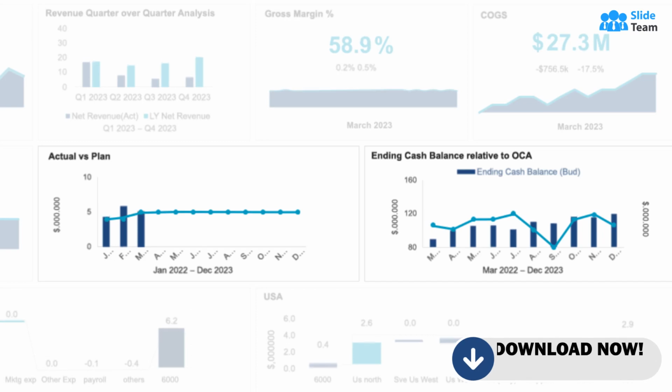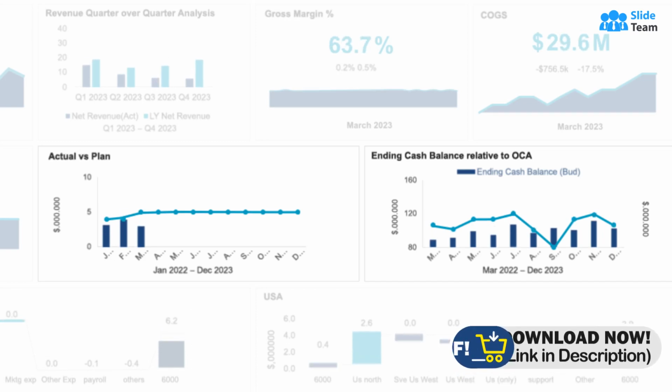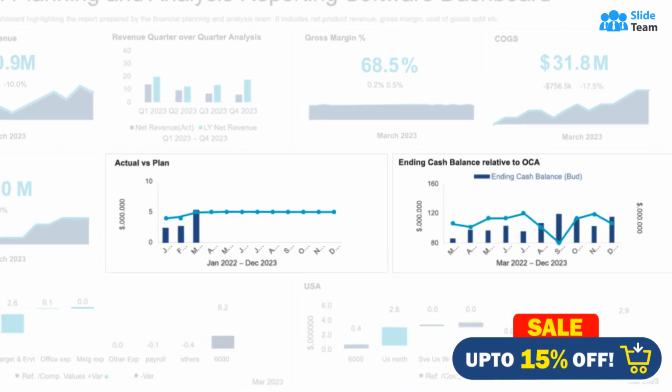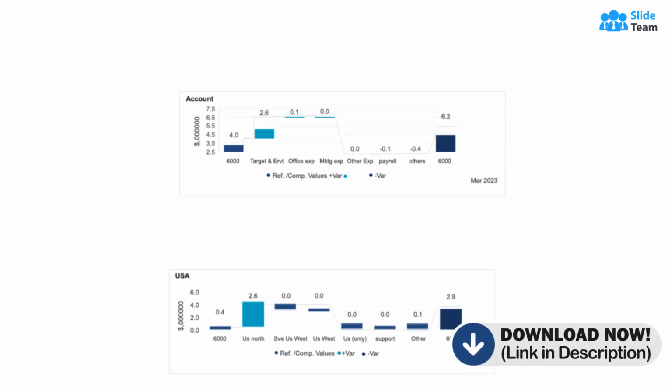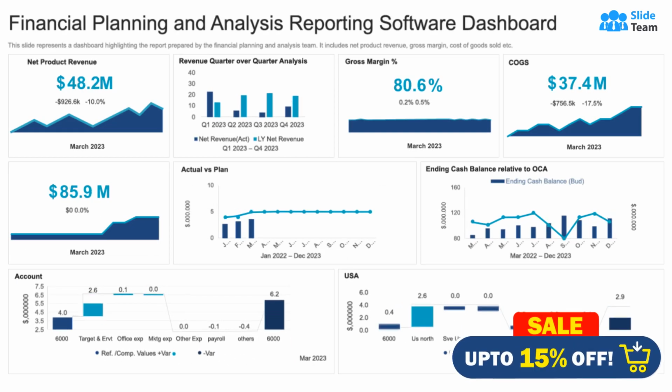With our ready-made PowerPoint slide, you can showcase data collected on actual versus planned finances and the ending cash balance relative to OCA to check your spending. Visually showcase how your company's compensation amounts are faring for your accounts and how these are doing against the US as a whole. So, maximize your fiscal success with the financial planning dashboard.